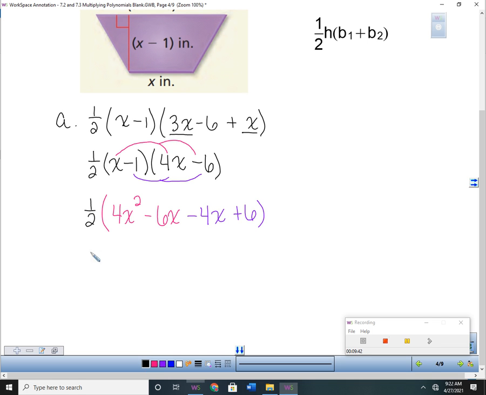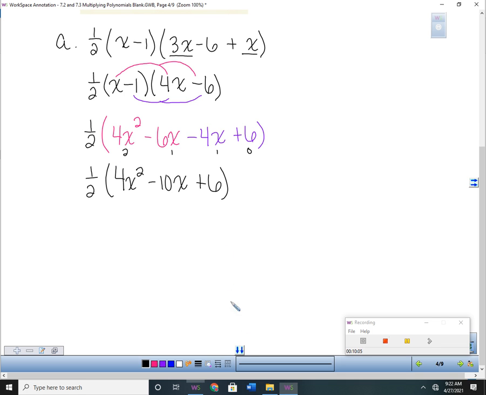And then we'll go ahead and combine our like terms and put this in order. So we have a degree of 2, 1, 1, and 0. So we've got our 4x squared. Negative 6x and negative 4x will make negative 10x. And then we have that plus 6 at the back.